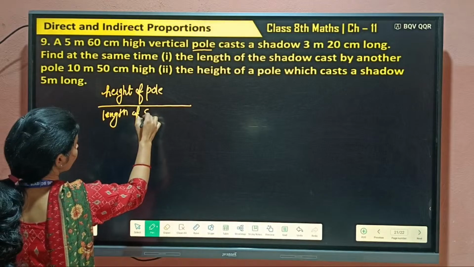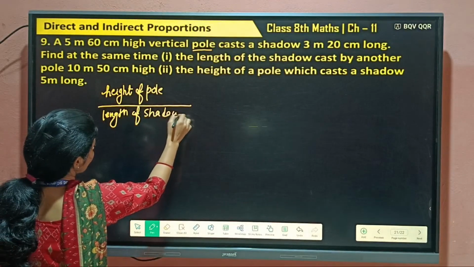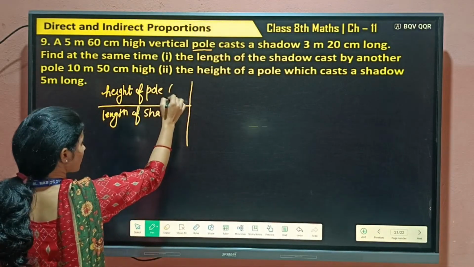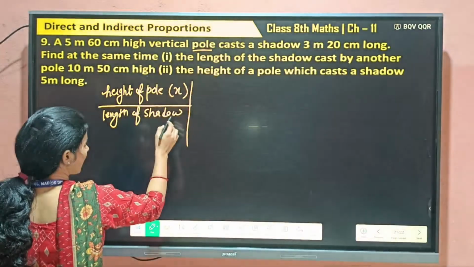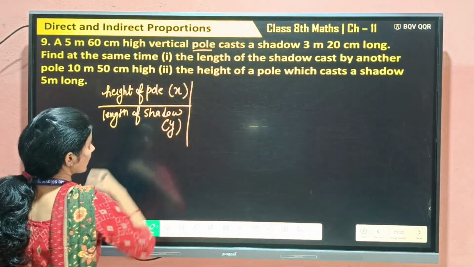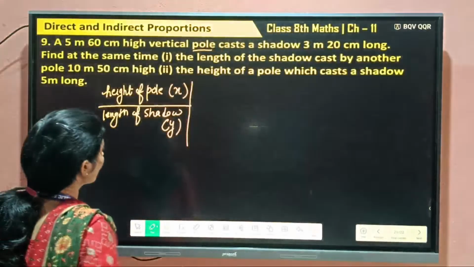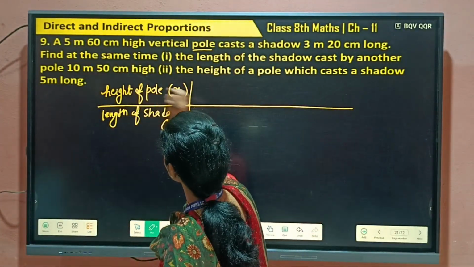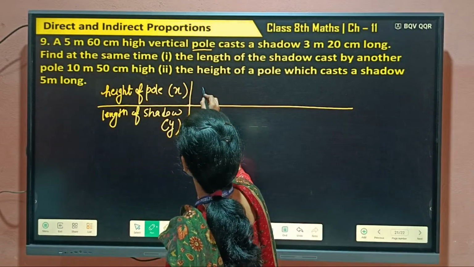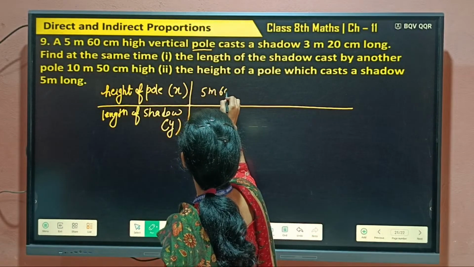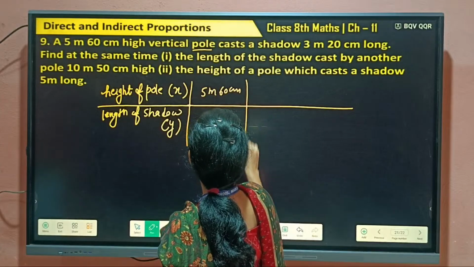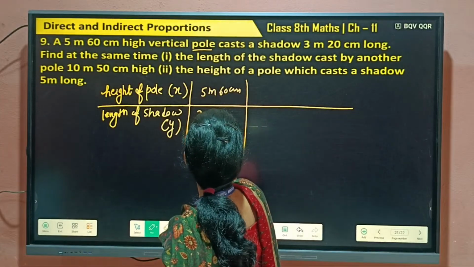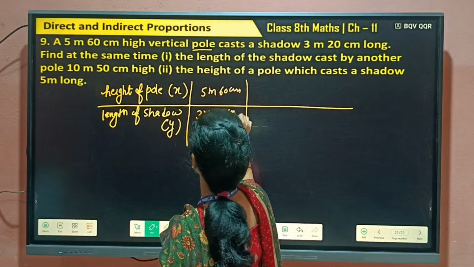Length of shadow. Let us denote this height of pole by x and this by y. Now write down what information is given. A 5 meter 60 centimeter high vertical pole casts a shadow of 3 meter 20 centimeter long.